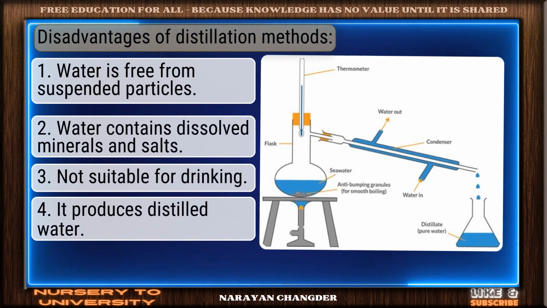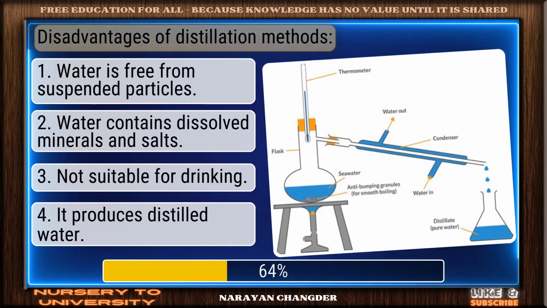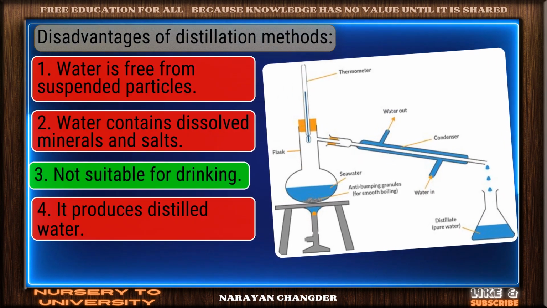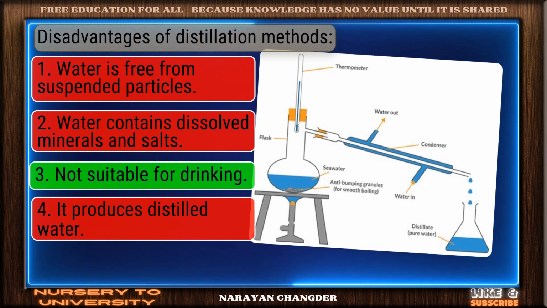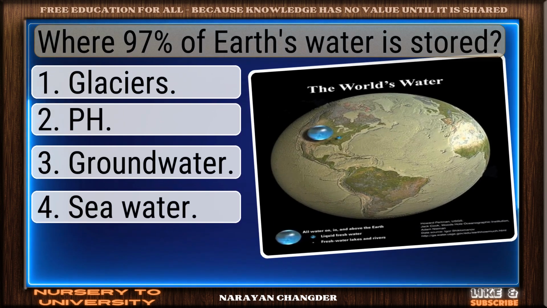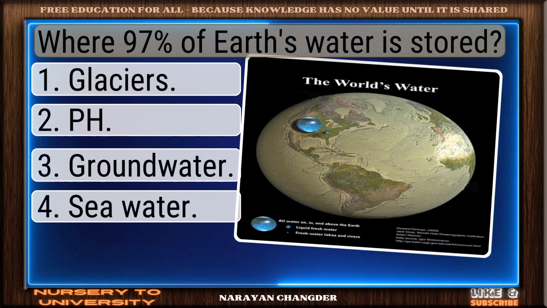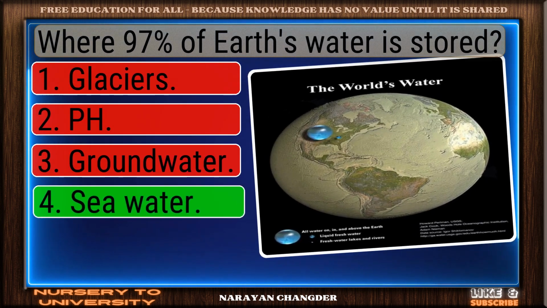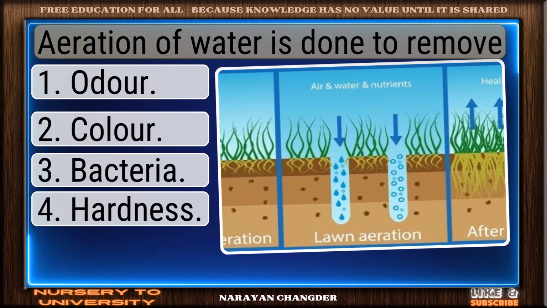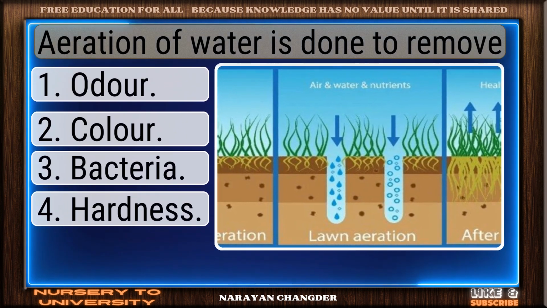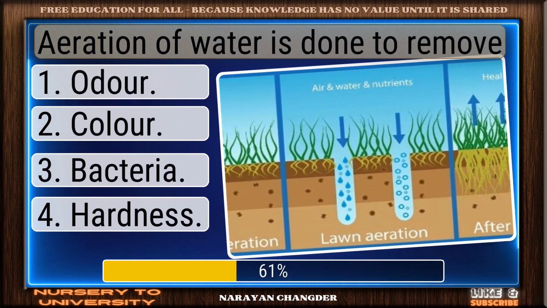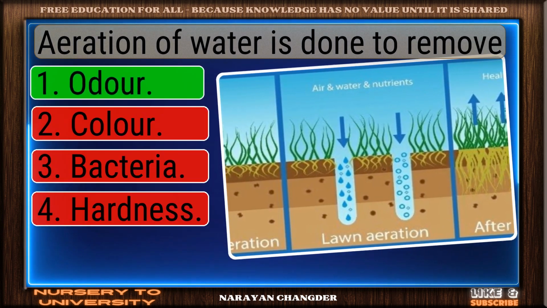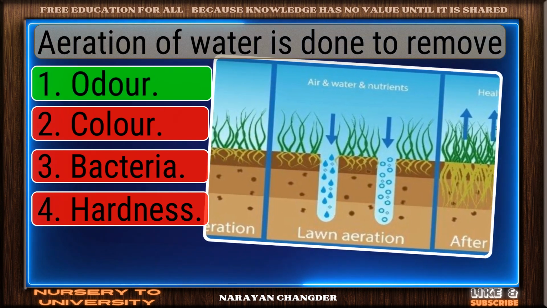Disadvantages of distillation methods. Well done. Not suitable for drinking is the right choice. Where is 97% of Earth's water stored? Valid point. Seawater is true. Aeration of water is done to remove... You're right. Odor is the correct answer.